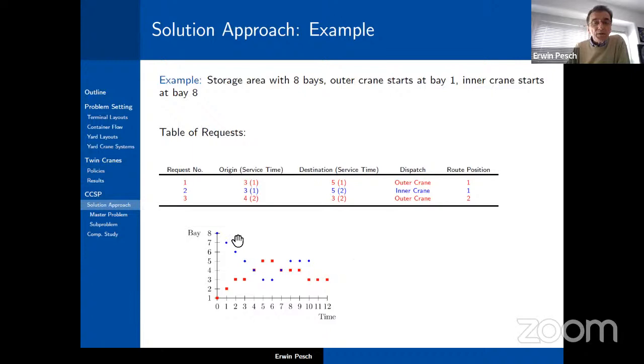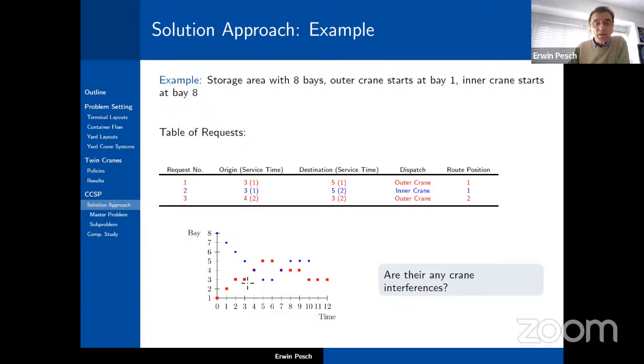The smaller crane, the inner crane, starts in bay 8. It is supposed to go to bay 3, picks up a container, which takes 2 time units, and the container has to be carried to bay 5, and dropping it off takes another 2 time units. So the smaller crane is ready at time 10, and the makespan would be 12 here. So you see 2 positions here where the cranes cross. And the question is, is there any crane interference?